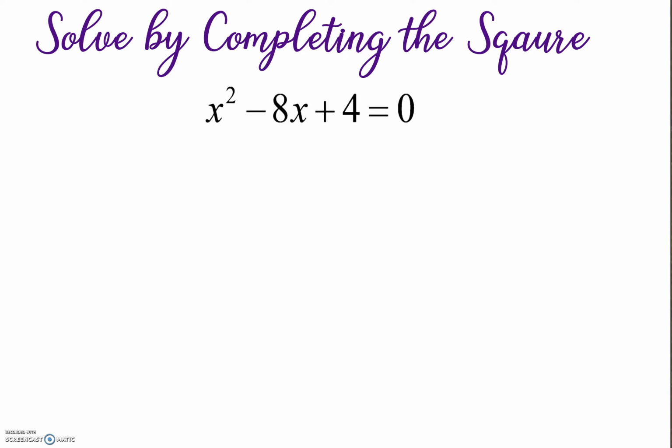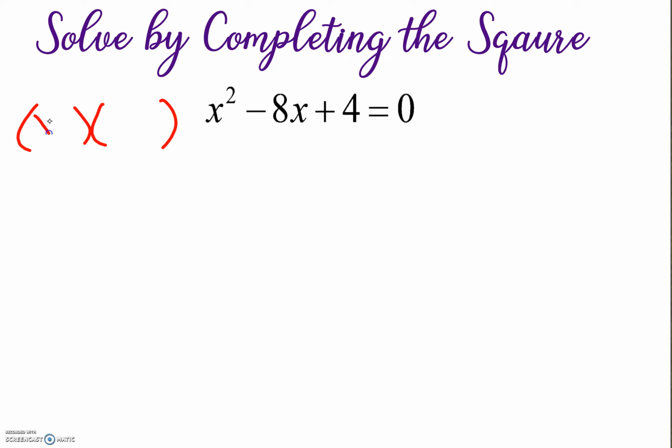Completing the square says we need a perfect square trinomial on the left-hand side, which means we have to have two factors that are the same: x plus a number, x plus that same number, or x minus a number, x minus that same number. So since we don't have one, we have to create one. The first step is to subtract the 4 over to the other side. Now we have x squared minus 8x plus blank equals negative 4 plus blank.